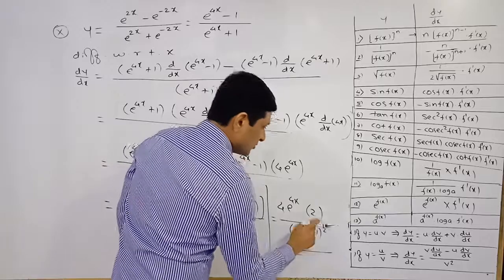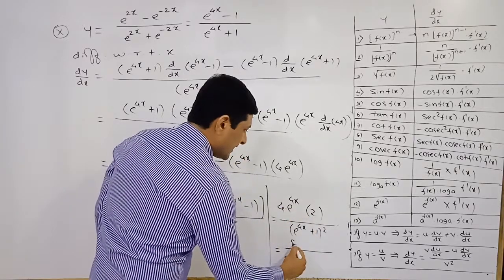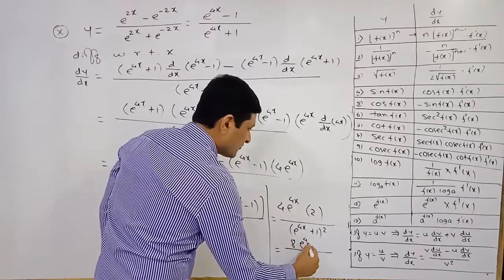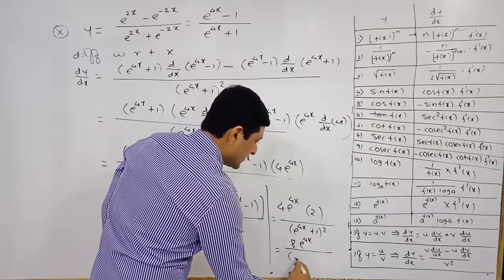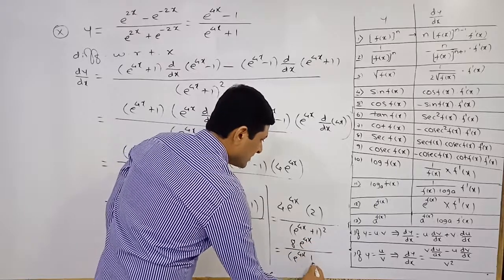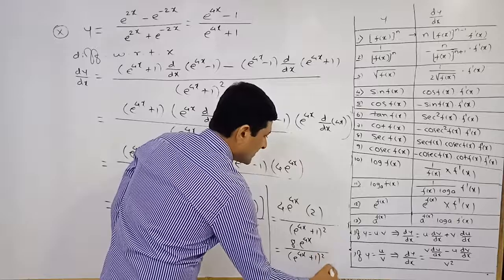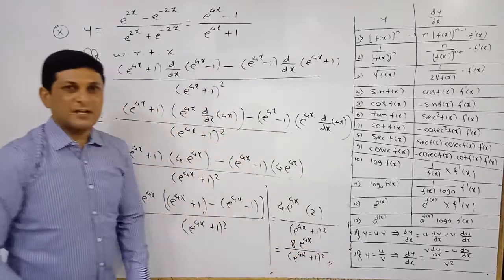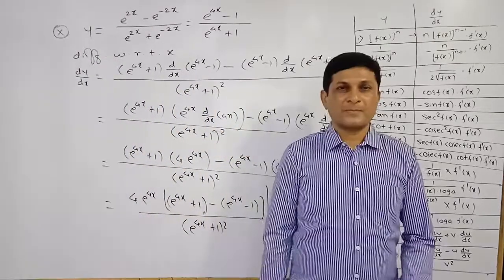So this is equal to 2 4s are 8. 8 into e raised to power 4x, keep it as it is. In the denominator, e raised to power 4x plus 1 whole bracket square also as it is. So this will be our required differentiation here.